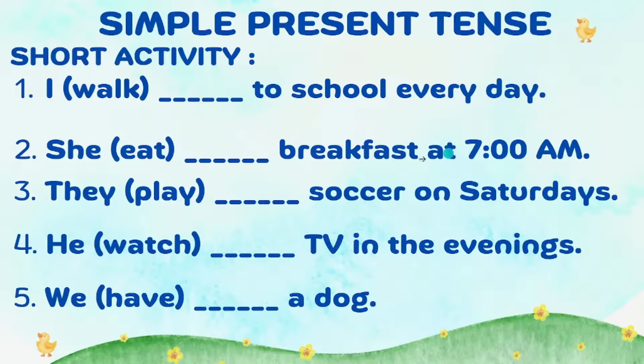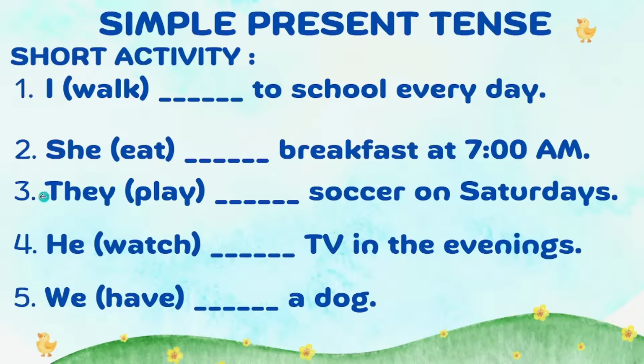Okay? Right. For here, since she is singular, the verb should be with what? S. So, it's going to be she eats. Add S here. Breakfast at 7 a.m. Okay? If you are going to use the he, she, and it, you will add s for the verb, for the regular verb. So, she eats breakfast at 7 a.m.